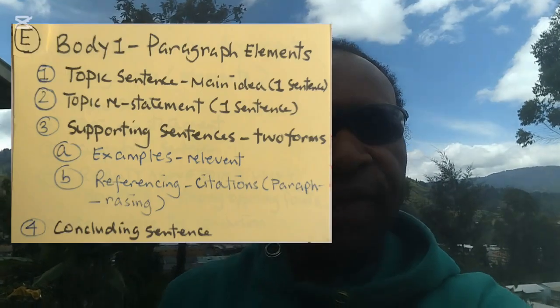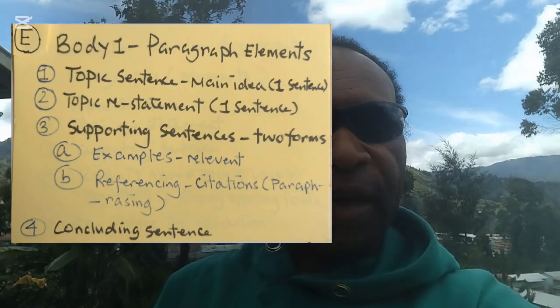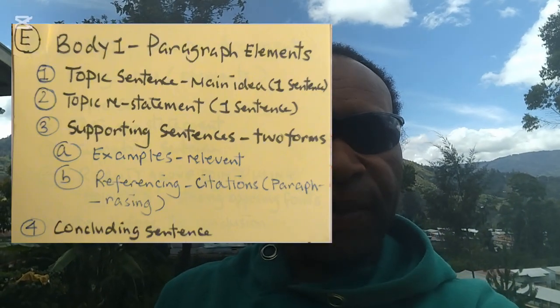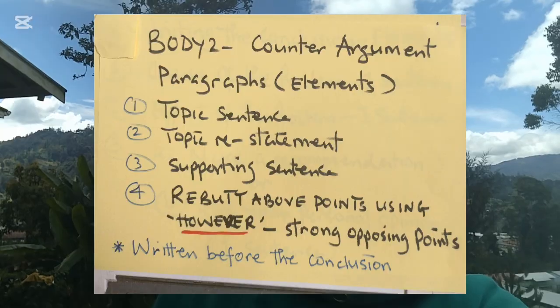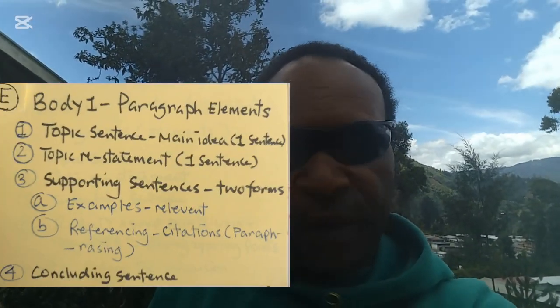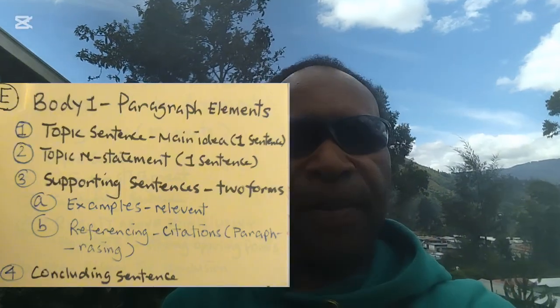Okay, the essay body is divided into 2 bodies, body 1 and body 2. Body 1 is the rest of the paragraphs that you're going to write, and body 2 is the counter argument that you will write in the essay. I'm going to give you the elements of body 1, or rest of the paragraph elements.